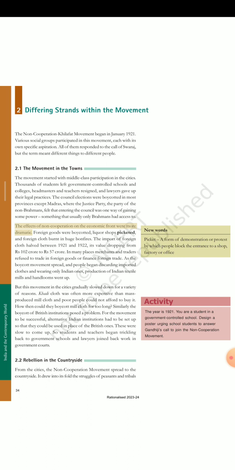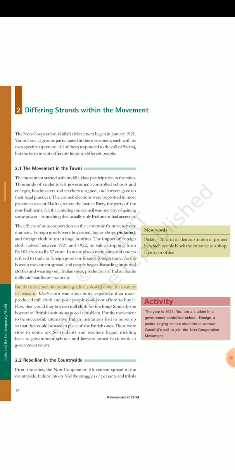The effects of non-cooperation on the economic front were more dramatic. Foreign goods were boycotted, liquor shops picketed, and foreign cloth burnt in huge bonfires. The import of foreign cloth halved between 1921 and 1922, its value dropping from 102 crore rupees to 57 crore rupees. In many places, merchants and traders refused to trade in foreign goods or finance foreign trade. As the boycott movement spread, and people began discarding imported clothes and wearing only Indian ones, production of Indian textile mills and handlooms went up.